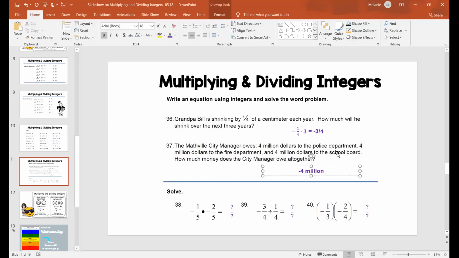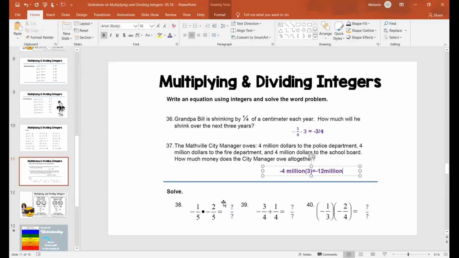Now since they're all 4 million, instead of adding them all up, we're going to multiply. That's what it's wanting us to do. So since we're learning multiplication, that's what it's looking for. So -4 million times 3 would equal, well, you got it, guys, -12 mil. Ooh, that's a lot. So he owes 12 million. He doesn't owe -12 million. That word owe takes that negative spot. All right, great job on that.